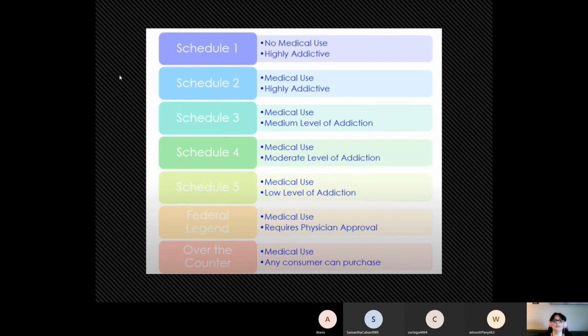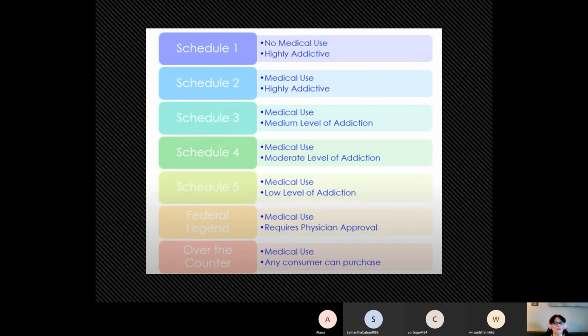So Schedule 2 drugs, right next to this, write controlled substance. A Schedule 2 drug is beneficial for your health, but it also is highly, highly, highly addictive. A perfect example of this is morphine.